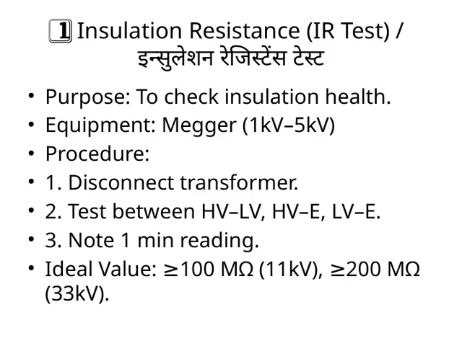Then, we test between different points: the high voltage side and the low voltage side, the high voltage side and the earth, and the low voltage side and the earth. It's important to note the reading after 1 minute of testing, as this gives us a stable value to assess. Ideally, for systems operating at 11 kV, we look for a resistance of 100 megohms or more. For 33 kV systems, the ideal value increases to 200 megohms or more. These readings help us determine if the insulation is healthy or if there's a risk of failure, making this test a vital part of transformer maintenance and overall system reliability.